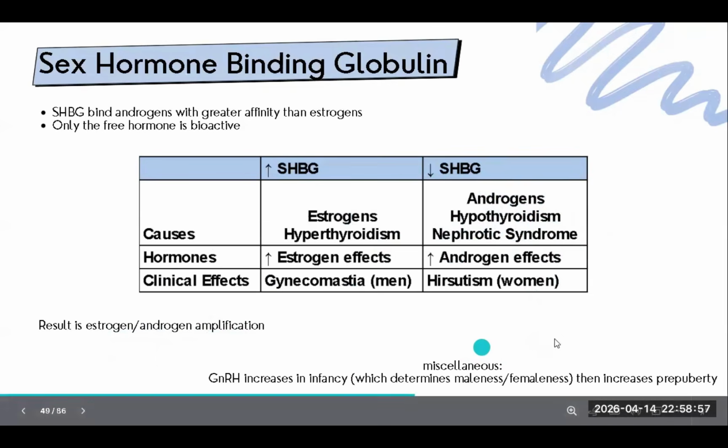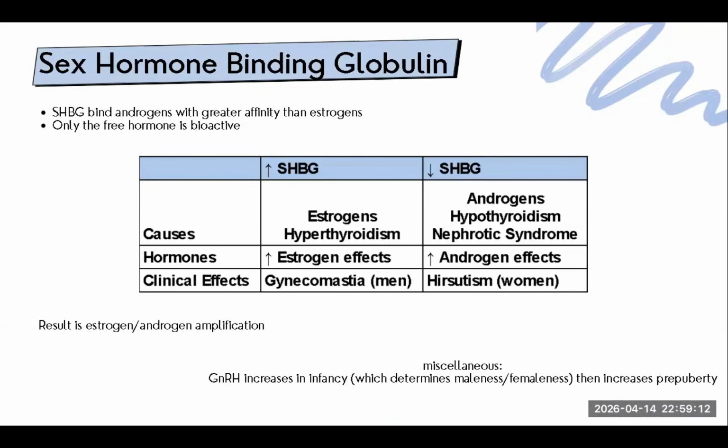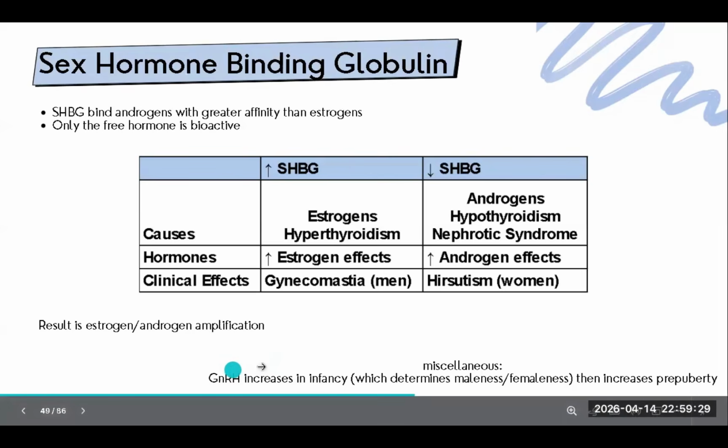Something which I had no idea where to add. It's quite important though. Gonadotropin releasing hormone increases in infancy. Okay. And the effect of this is that it determines maleness or femaleness. The doctor mentioned this by saying maleness is basically the kids being risk takers and having a strong personality. Meanwhile, femaleness is being shy. Whatever. That's what he said. And after it increases in infancy, it would drop, stay on the low, and then it would increase in pre-puberty, and we know what happens after that.